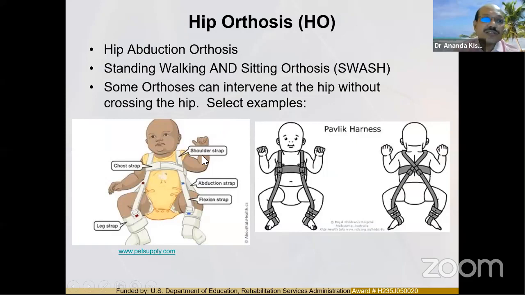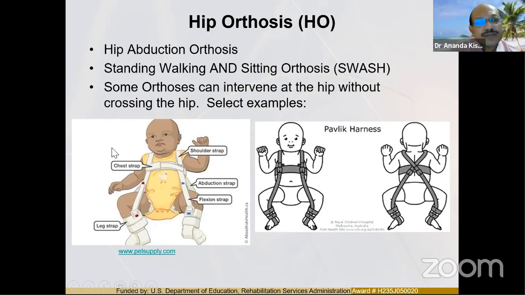Now another orthosis is basically the Pavlik harness. You can see it's very important, the Pavlik harness. One use is for dislocation, that is the DDH variety. Another is fracture of the shaft of the femur in infants. In that case, you can usually use this Pavlik harness.